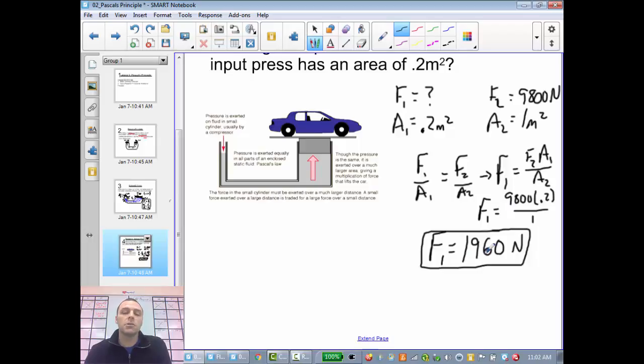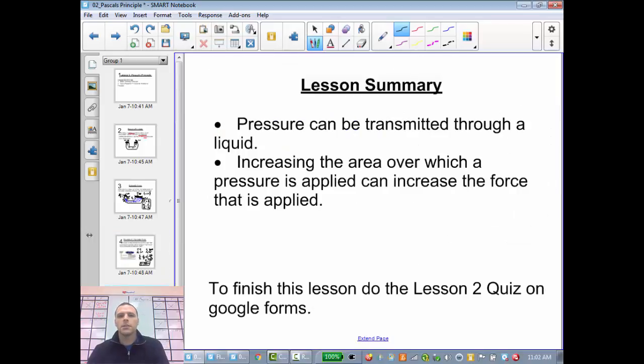It's essentially multiplying our force by 5 times the amount, because the pressure is transmitted equally to the area. If you apply pressure to a small area, it will be applied equally to a larger area, giving you a larger force. So to summarize, pressure can be transmitted through a liquid in all directions. Increasing the area over which you apply the pressure can increase the force that's applied, and that is the principle behind the hydraulic press.